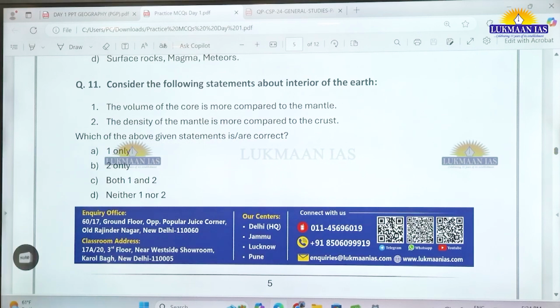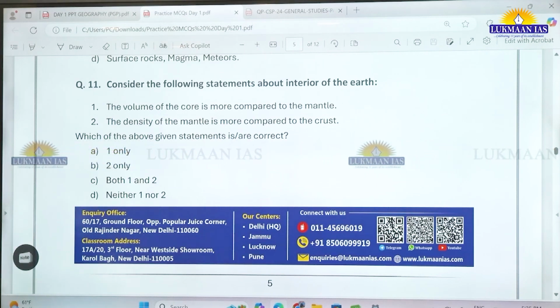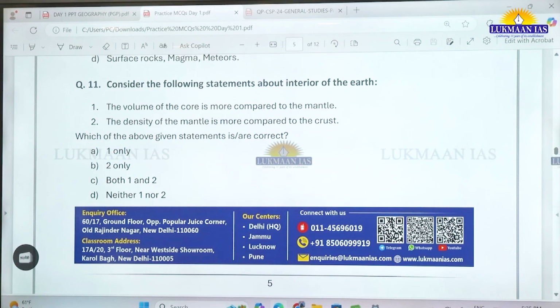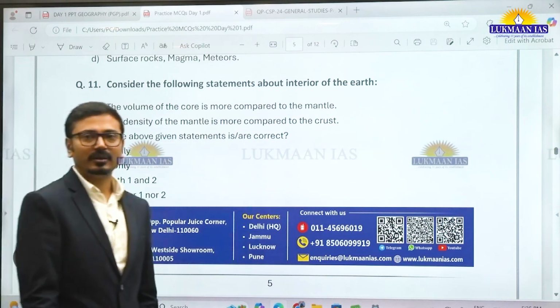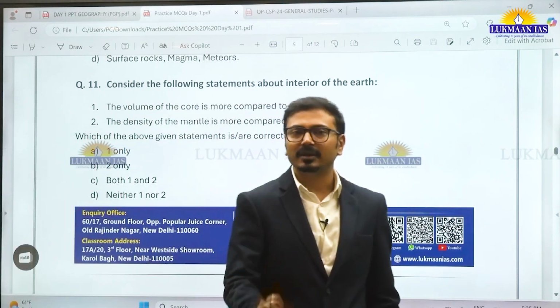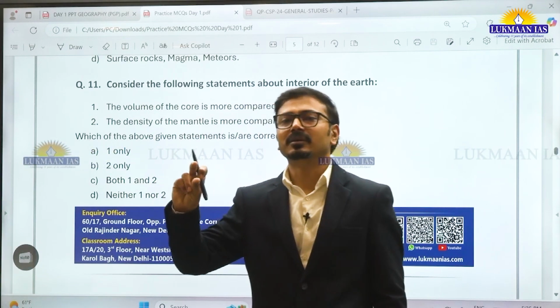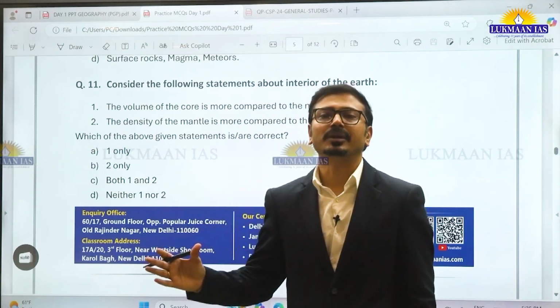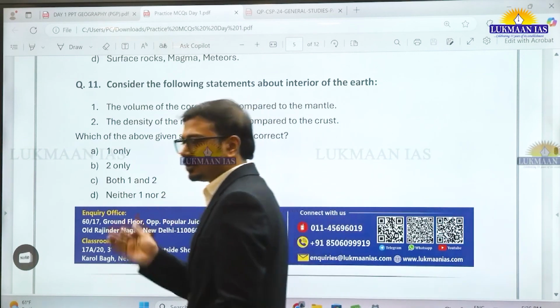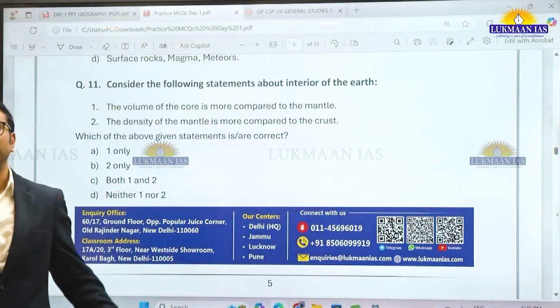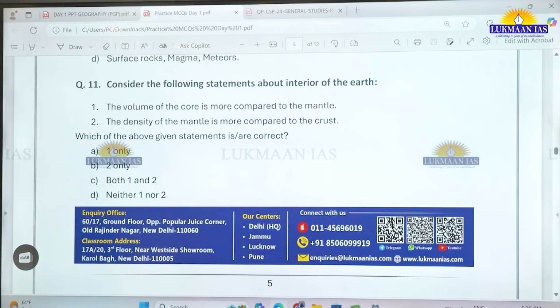Okay. So volume of core is more as compared to mantle. Incorrect, right? Yes. And density of mantle is more as compared to crust. That is true. So the crust is solid and mantle is liquid. Then how can we say that the... See, a certain part of the mantle is liquid. Otherwise, most of the mantle is solid. The asthenosphere part is liquid. Otherwise, most of the part, and it is a very huge part, that is solid.